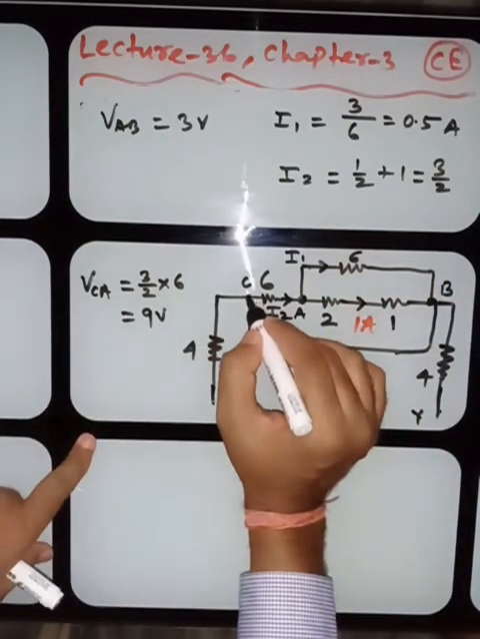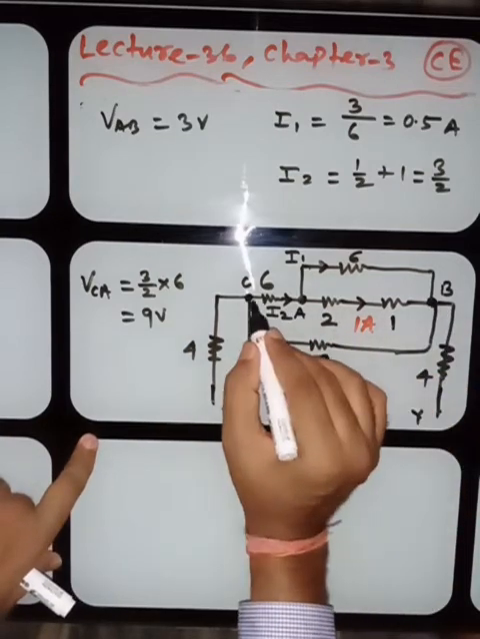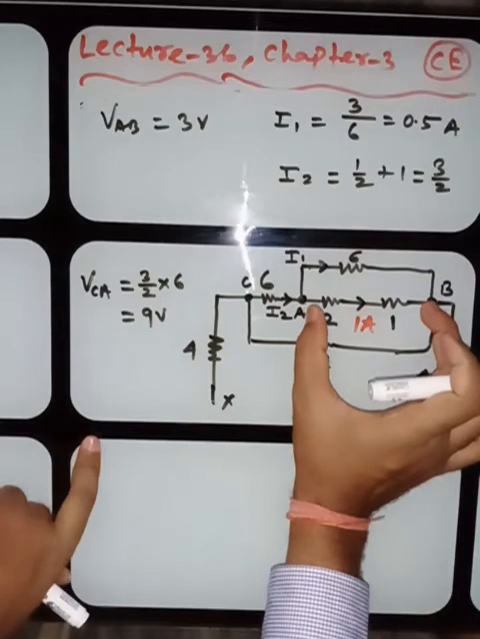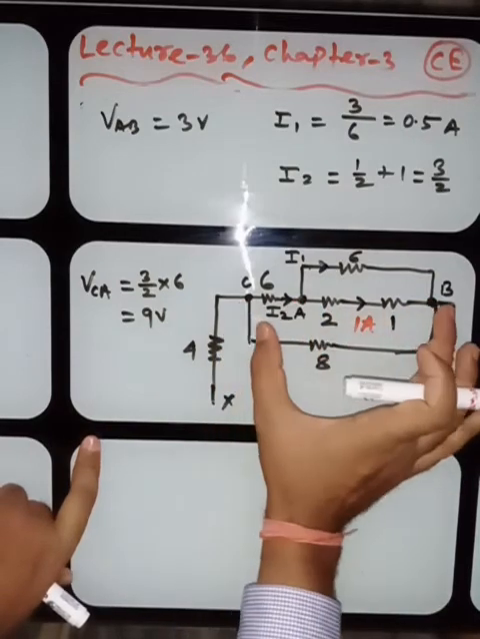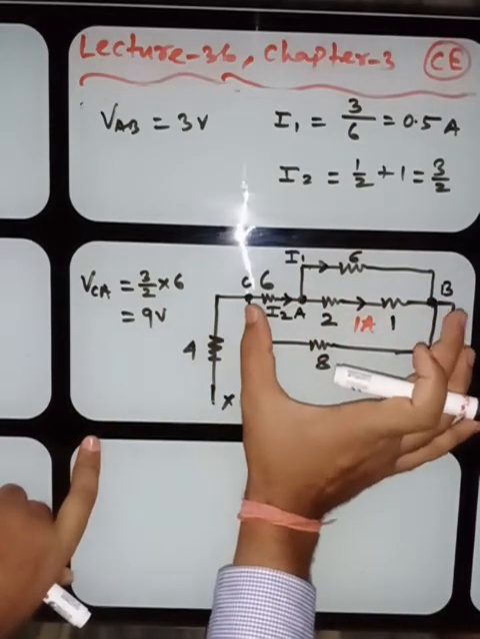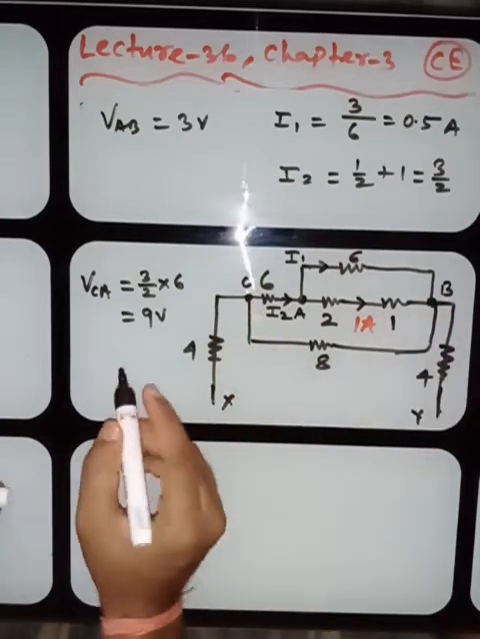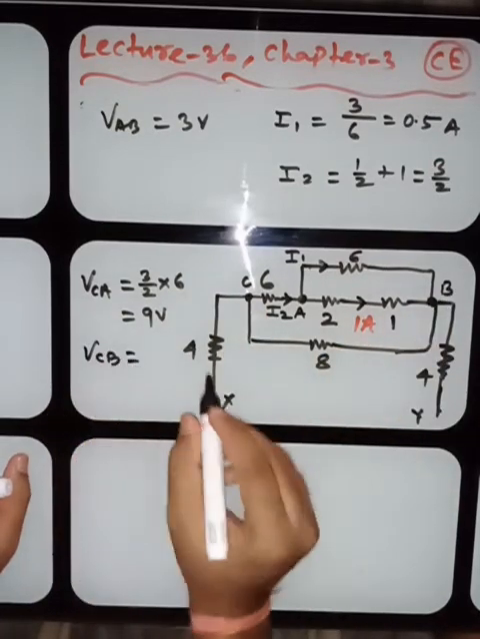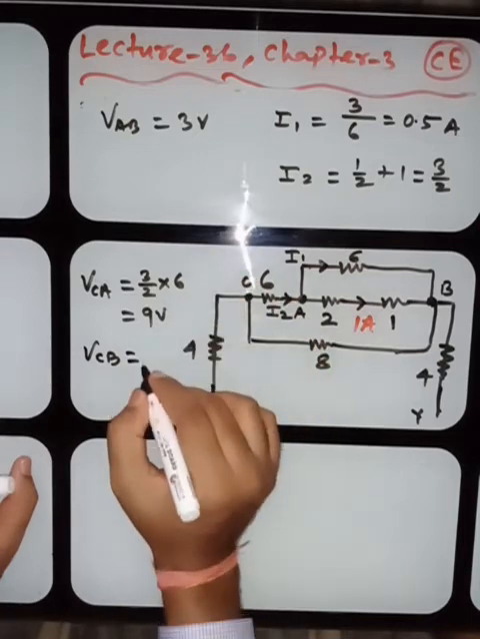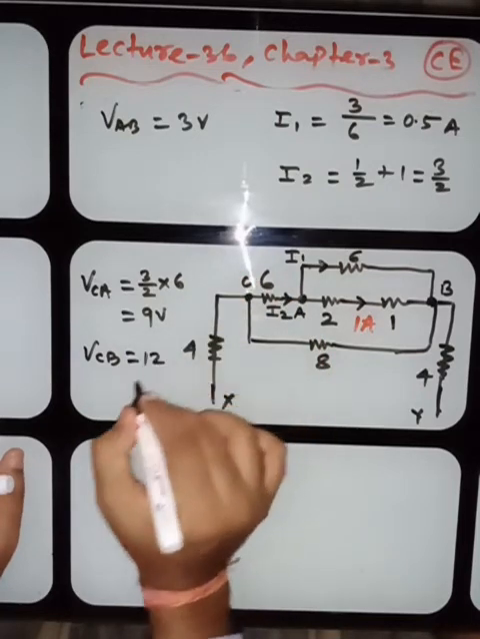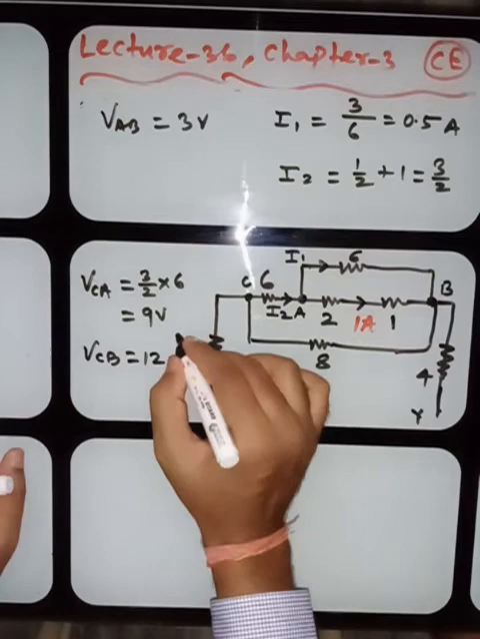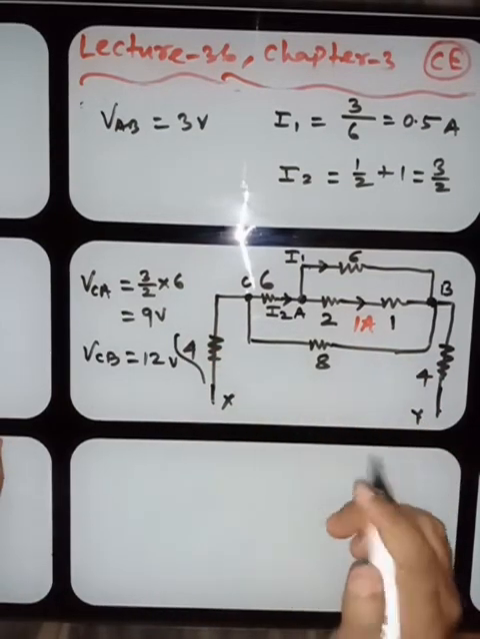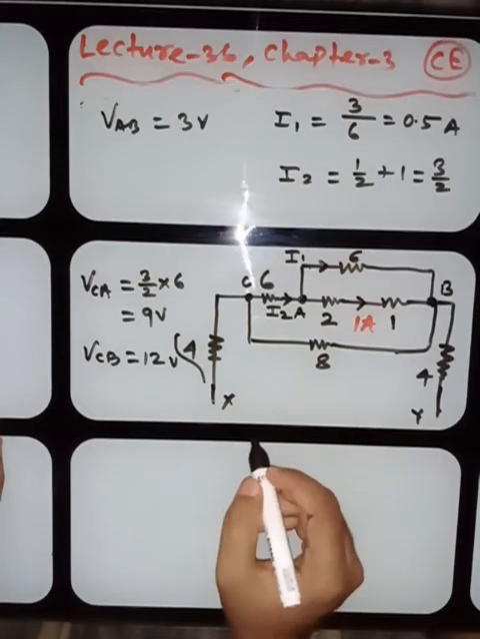So between this point C and B, the total potential will be how much? Here the potential was 3 volt and here 9 volt. So the total potential across these 2 points, that is VCB, is 9 plus 3, that is 12 volt. I hope we are solving very easily and you are getting it.